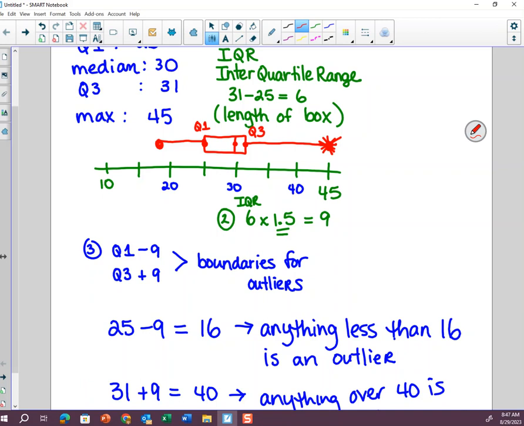So you're going to have to specifically tell me where the boundaries are for an outlier. And if your minimum or your maximum on your box and whisker happens to be an outlier, you should mark it with a star. I marked the 45 with a star because it's bigger than 40. It's an outlier.